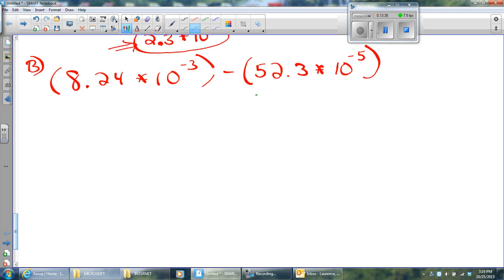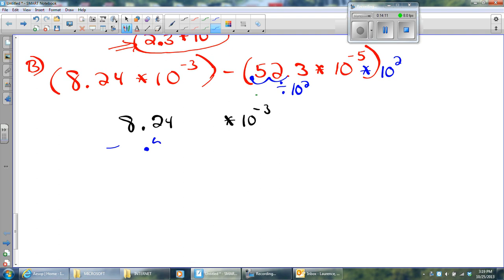Okay, same situation, subtraction, I need like terms. My advice is to change the smaller of the two exponents. Remember that negative 5 is smaller than negative 3. So I'm going to multiply this by a 10 squared. That'll turn that into a negative 3. And I'm going to divide by 10 squared, or 100. So my problem becomes 8.24 times 10 to the negative third. And then I'm going to subtract, and dividing by 100 is going to go like that. So I'm going to go 5 to 3, and then times 10 to the negative third.